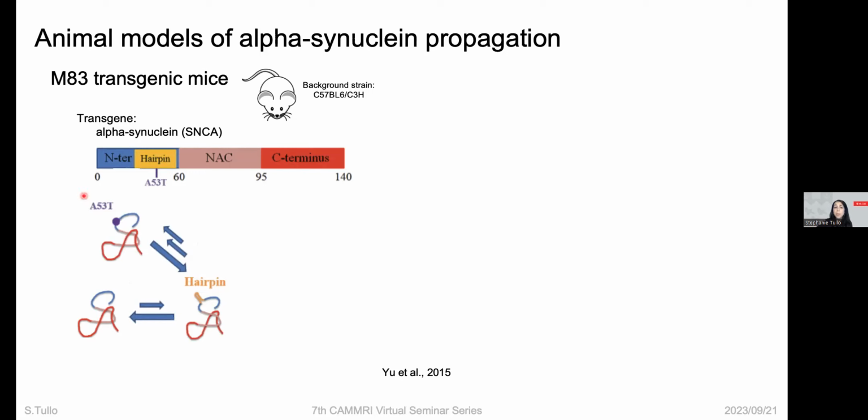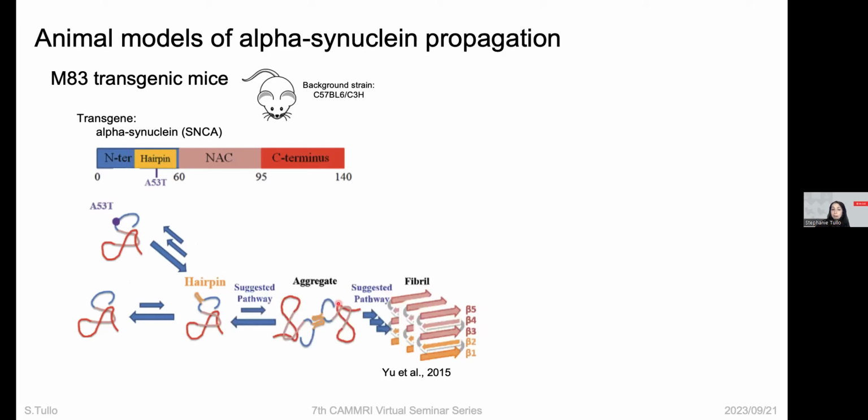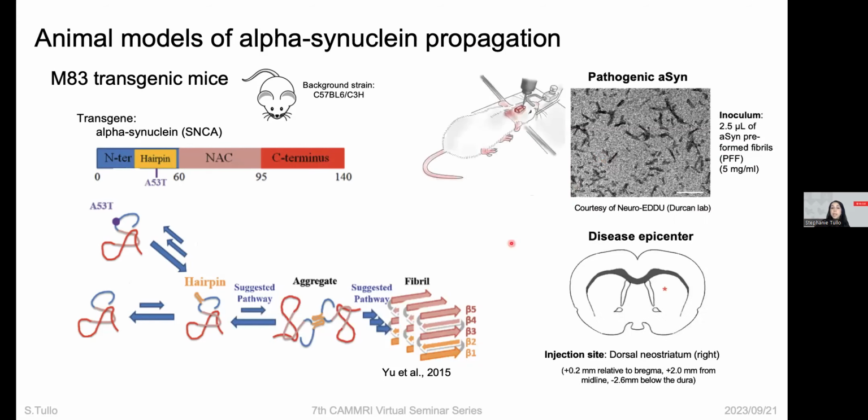Essentially, this mutation increases the propensity of the protein to form intraprotein interactions, therefore causing it to misfold. And as I said, once we have misfolded alpha-synuclein, it's believed to aggregate and then form the toxic fibrils. Now with this mouse model, we can actually inject the mice with the fibrils, and this allows us to have a known disease epicenter from where we can examine the spreading.